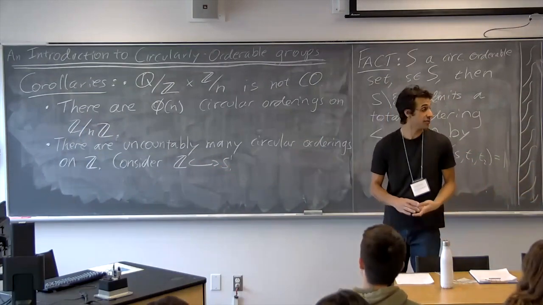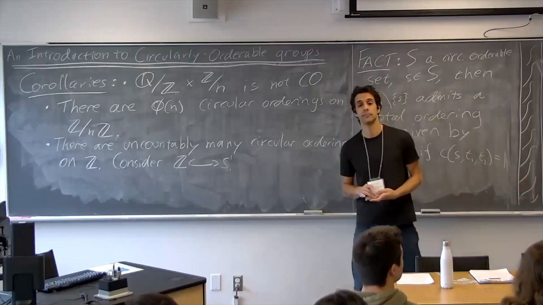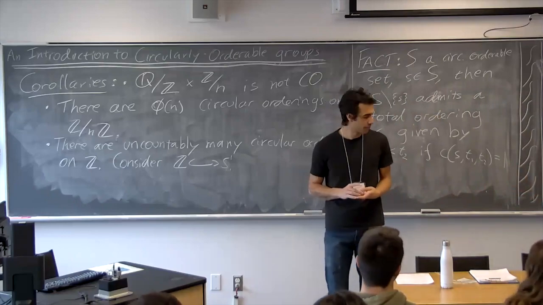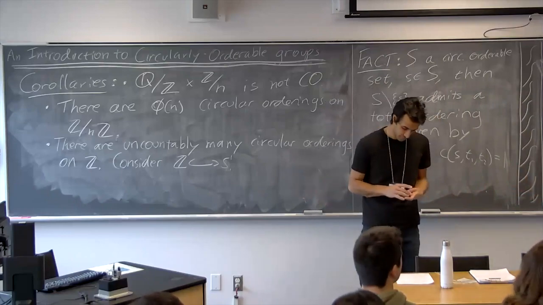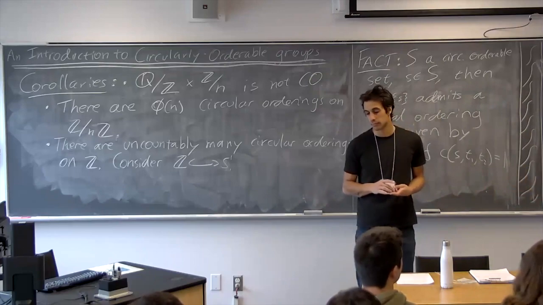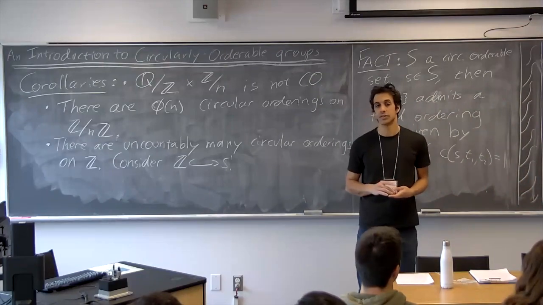Okay, any questions? Yeah, maybe related to this exercise and the fact that you have on the board. Is there a converse of this fact? Can you take a usual total order, and do a one-point compactification or something and get a circular order?